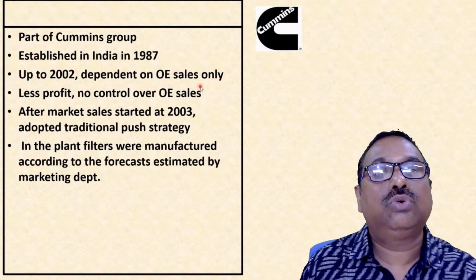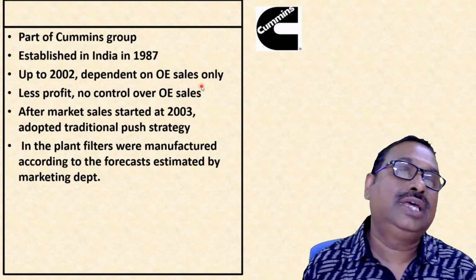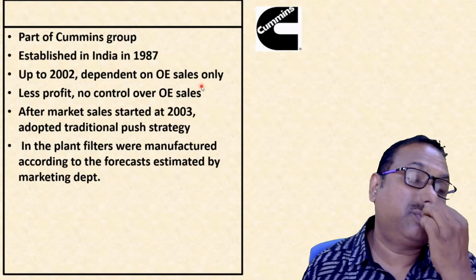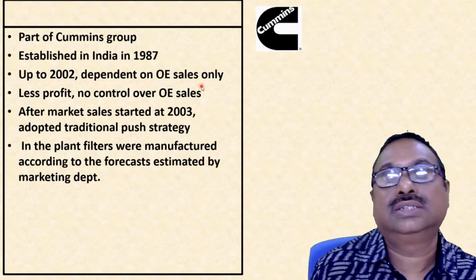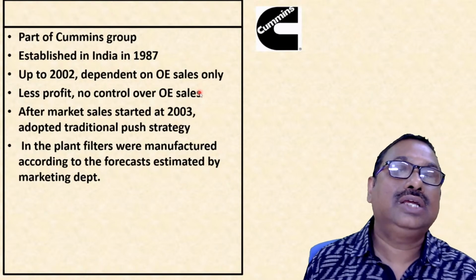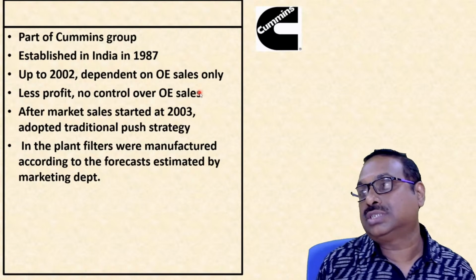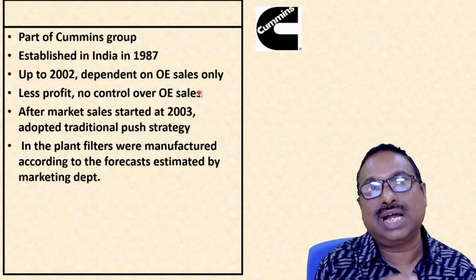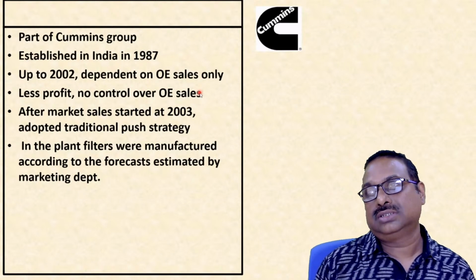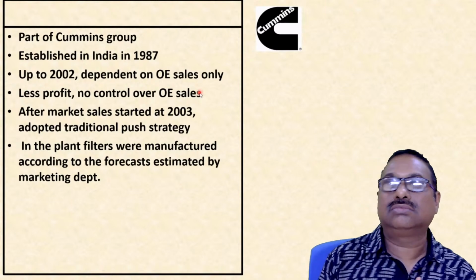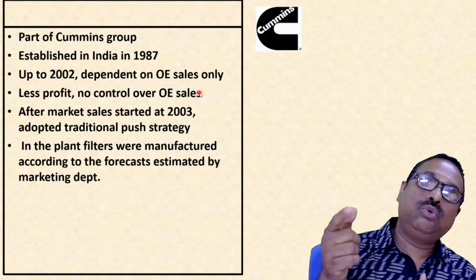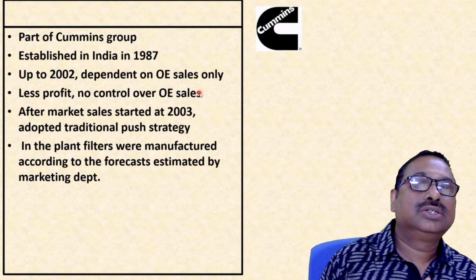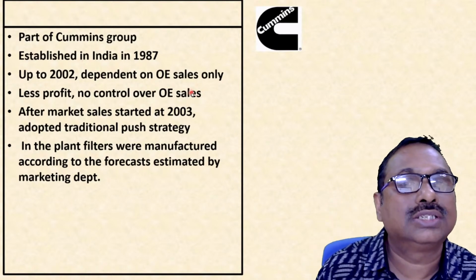If you give to OE, they will take huge volumes, but your profit is less. They will bargain, right? And you don't have any control over OE sales. Suppose you want to increase by 30%, you cannot have that 30%, because according to the OE's demand, you have to supply. So there is no control over OE sales.